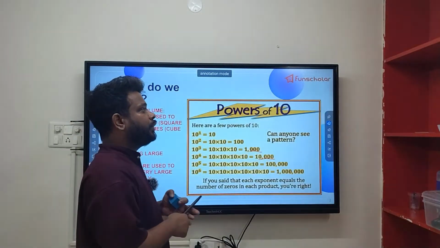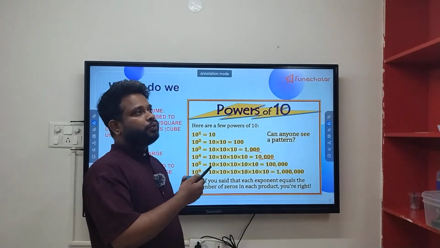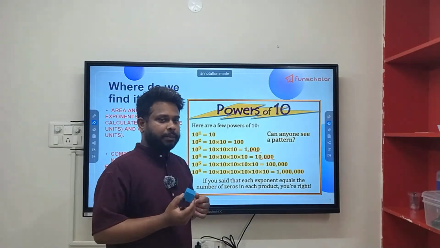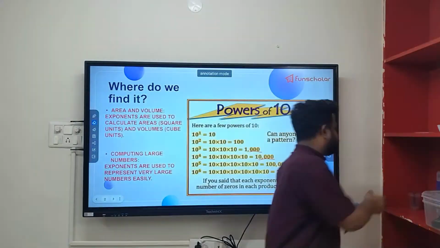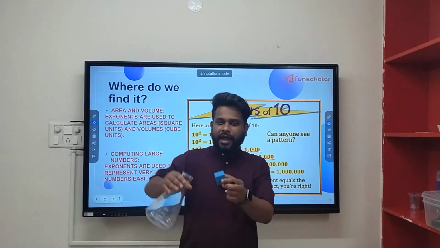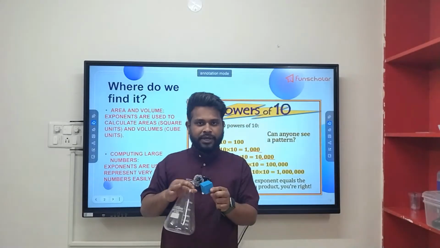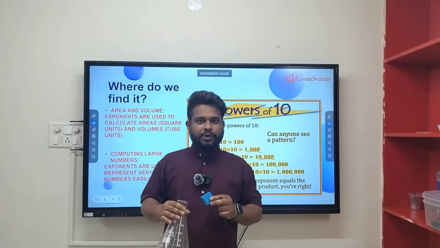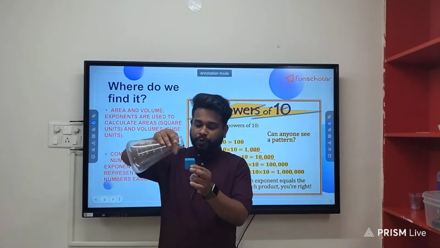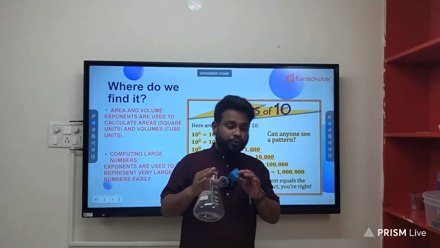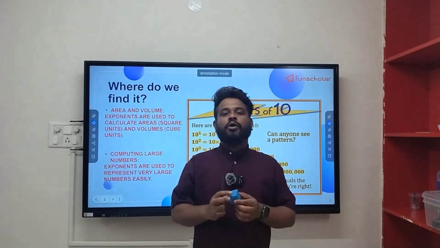But if I want to calculate the volume of this cube, we know that we can't take volume from a 2-dimensional image. We have to take the 3-dimensional image to calculate the volume. If I pour something into it, just think of it as a hollow shape, how can we measure how much liquid we are pouring into it? Then we have to find the volume of this shape.